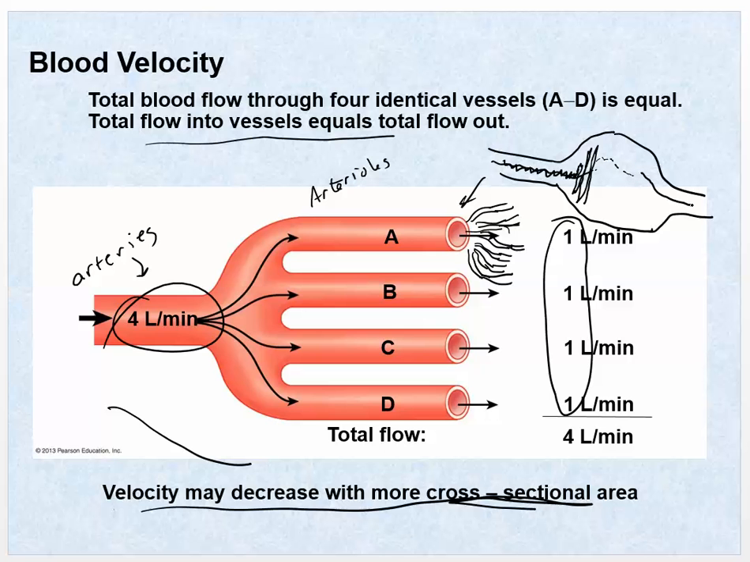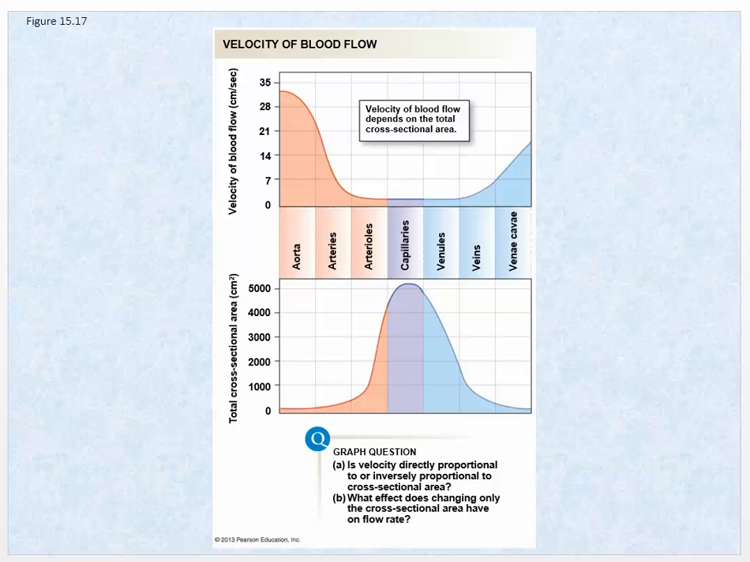And then as it narrows again, it speeds up a little bit. Even though the pressure is falling this whole time, this would represent where we have capillaries. And that's good because that's where exchange is taking place, nutrient exchange. So you don't want it to move fast through the capillaries. That's what this graph is showing.